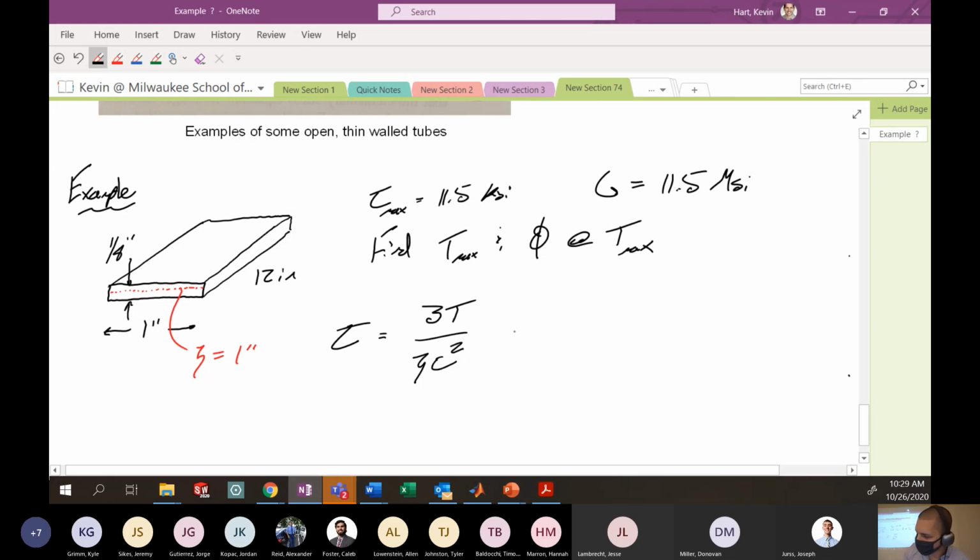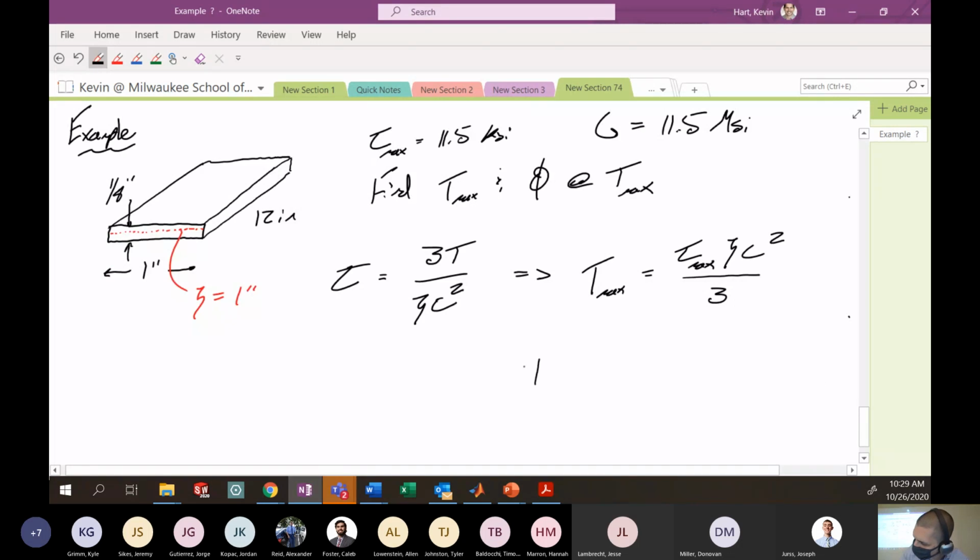So we could rearrange this. We want to solve for the torque. Tmax here is going to be tau max times this zeta value times c squared, all over 3. We can plug some numbers in here. Tau max is 11.5 KSI. This zeta value is 1 inch, which is the same as the width of the thin piece here. And then c is the wall thickness, 1/8 inch, squared.